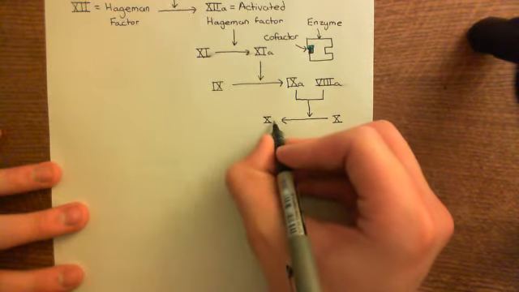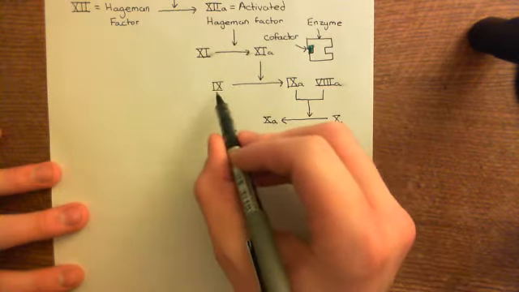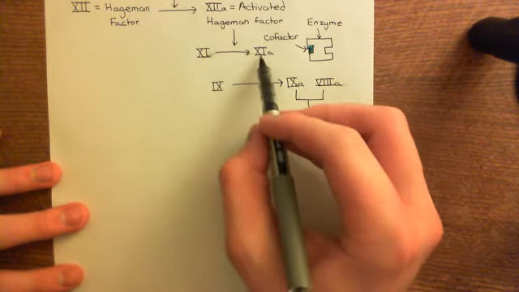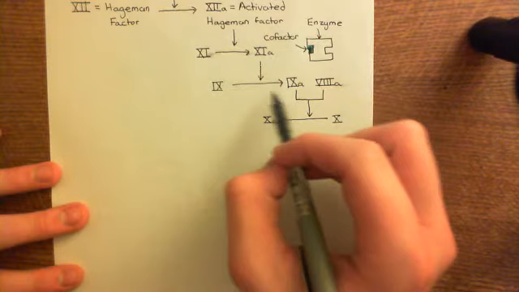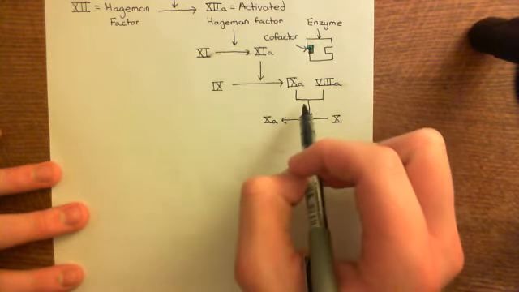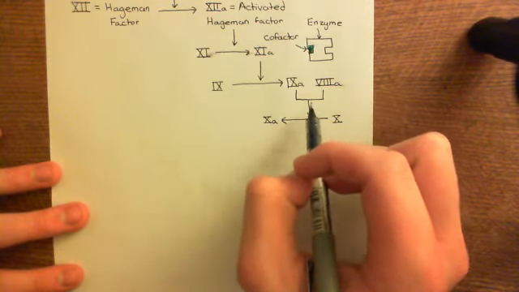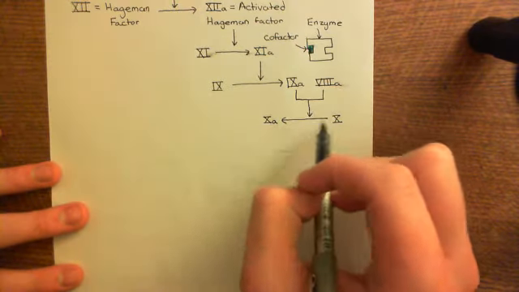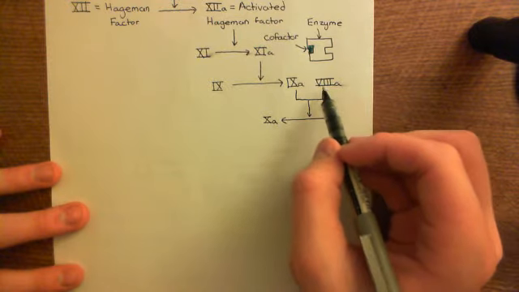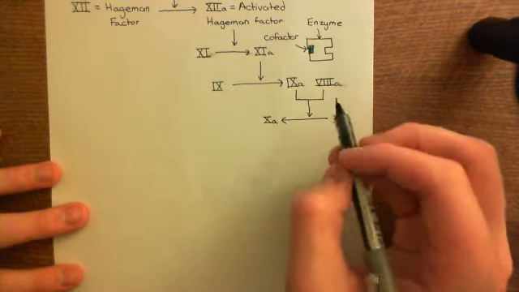So factor 9, if you like, requires two steps of activation. It requires firstly this activation by 11A, and then it also requires its cofactor to bind before it actually forms an active enzyme, which is capable of activating factor 10. Now, you might ask, well, where did the 8A come from? And we'll come to that in a moment, okay?